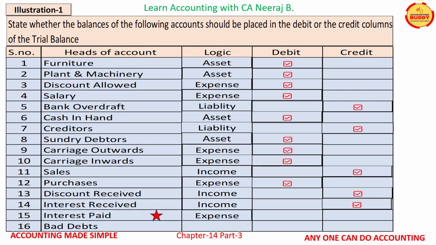Interest paid is an expense account, so it is placed in the debit column, as the business expenses always carry debit balance. Bad debts is a business loss, so it is placed in the debit column as the business losses always carry a debit balance.